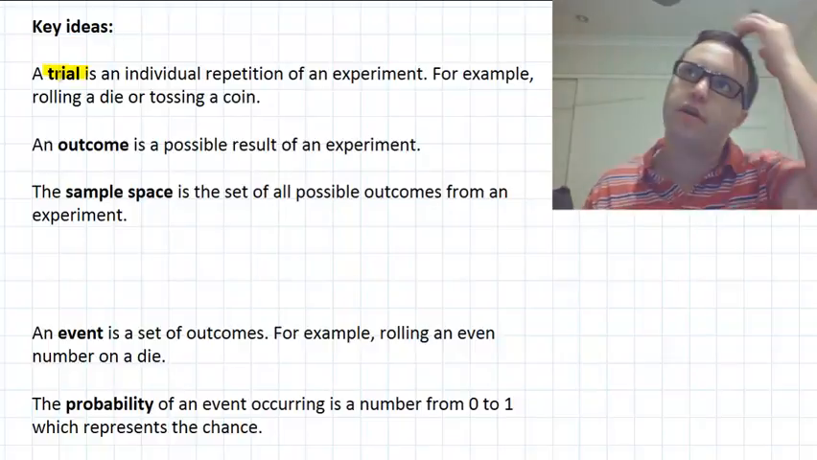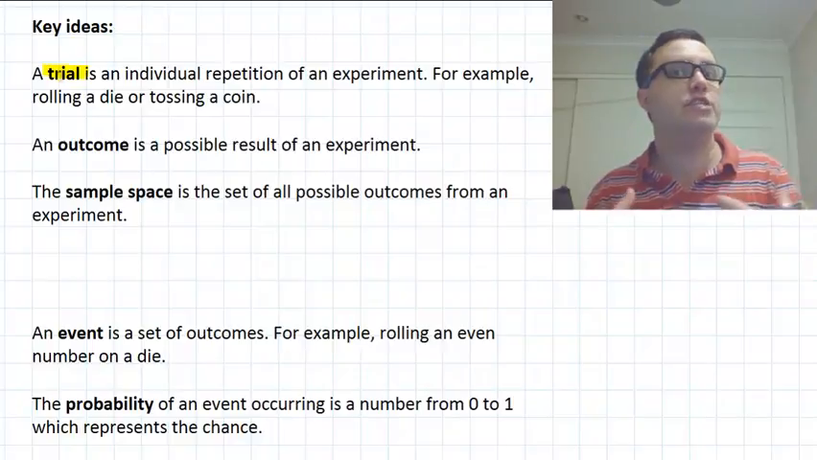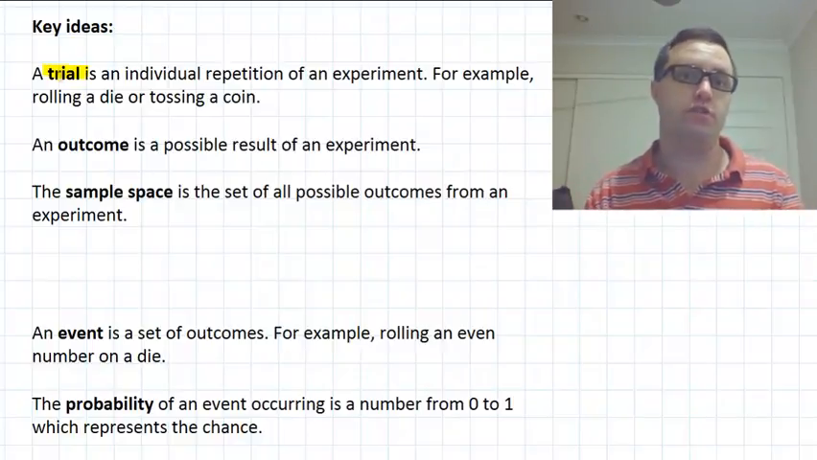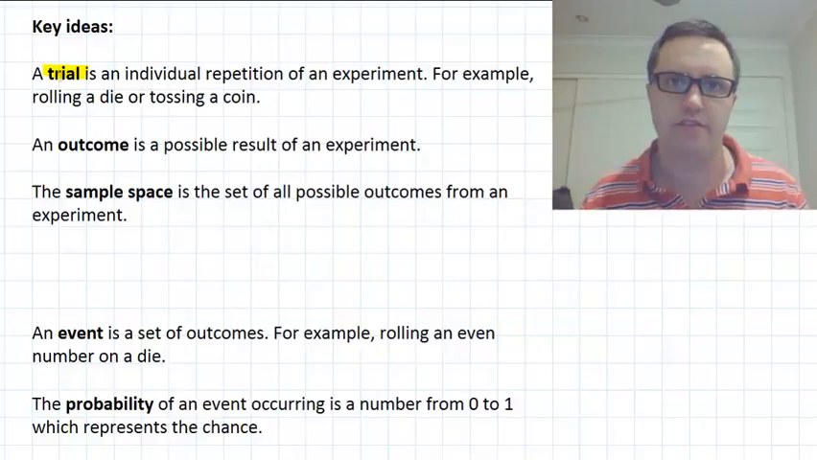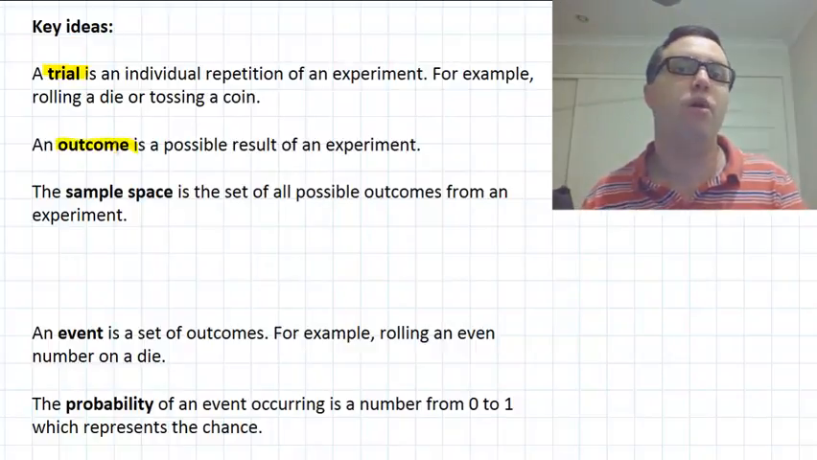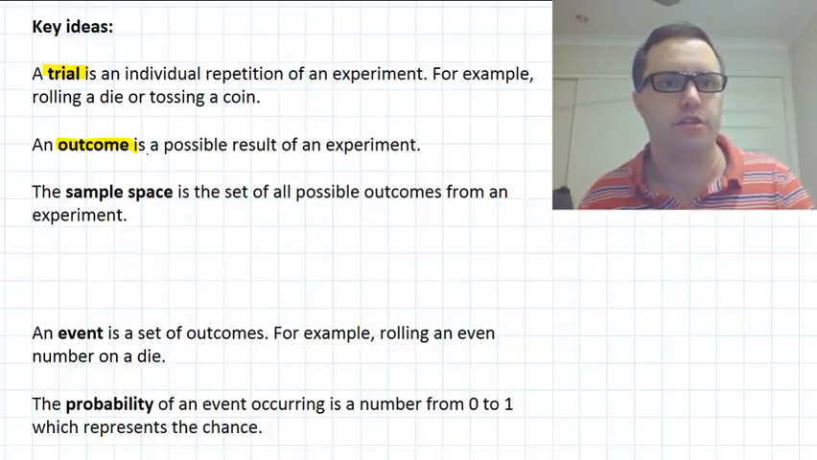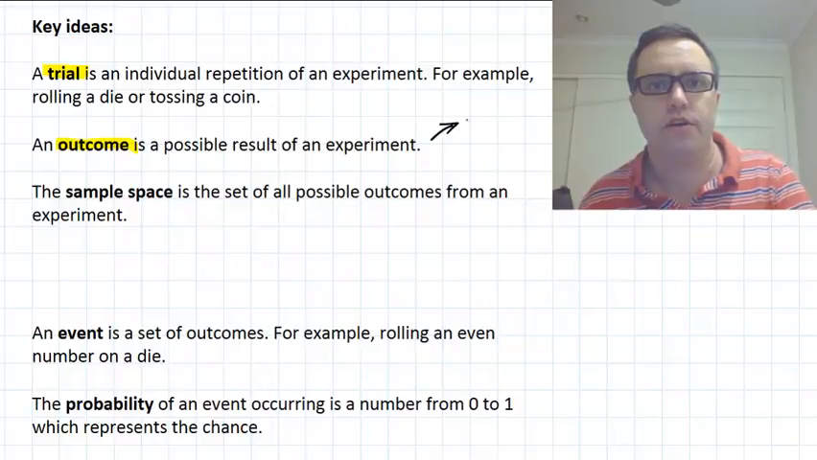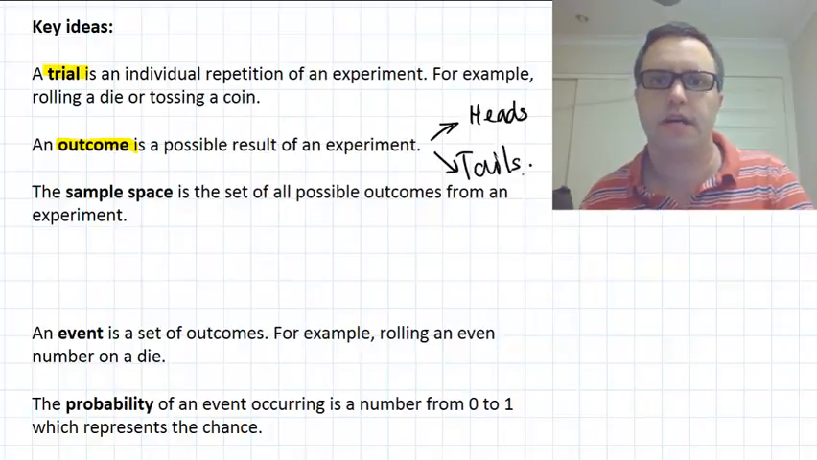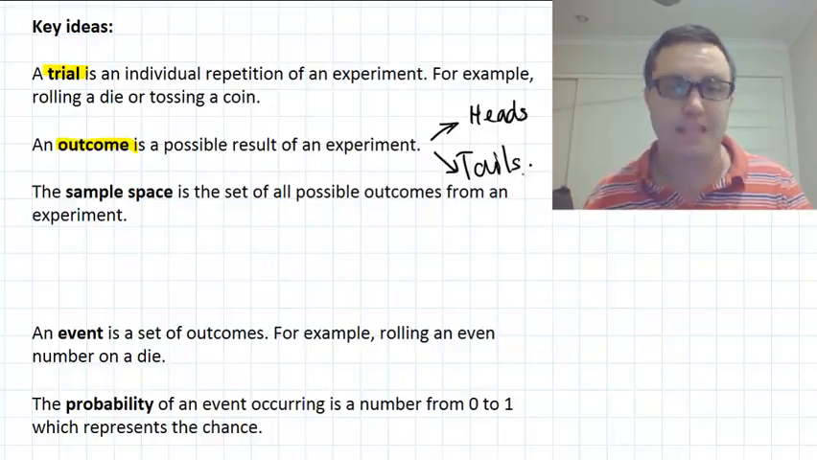Let's say that we're going to experiment on the results of tossing coins. An individual one of those tosses of the coin would be a trial of the whole experiment of looking at tossing coins. Our next one is an outcome. An outcome is a possible result of an experiment. For example, if we were to toss a coin, the coin could go heads, that's one outcome, and the other one is tails. Those would be the two outcomes that are possible from flipping a fair coin.